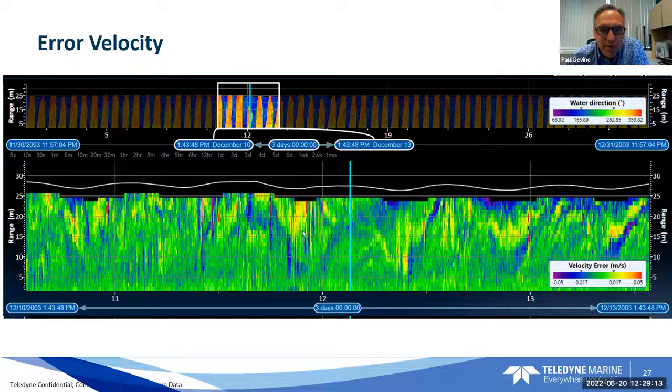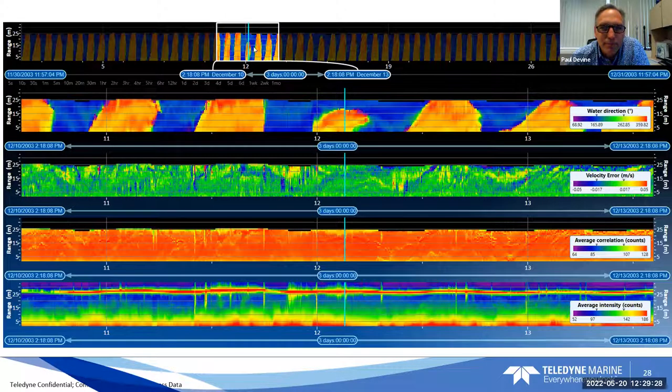But during this period, when the wind was really blowing, we did see an increase in error, but still acceptable levels, right? So all in all, this data set, except for the periods when we've got passing ships, is pretty good quality.